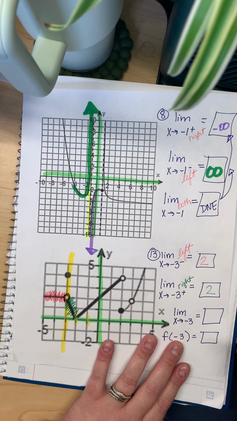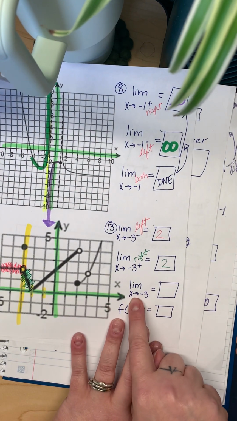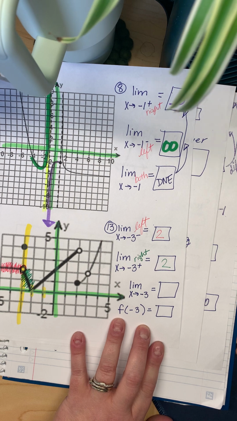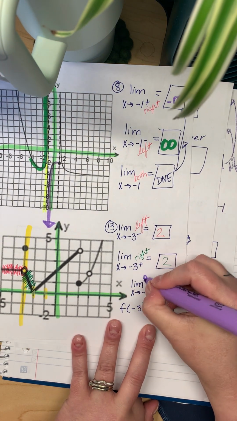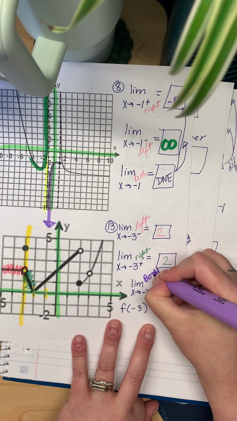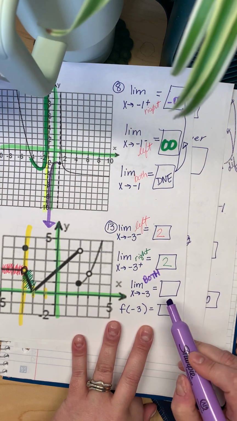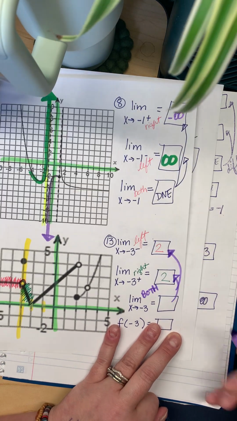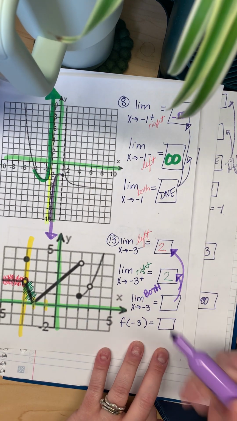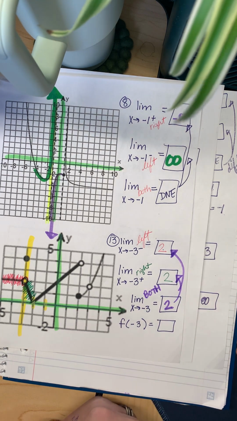Okay, now it says, what's the limit as x approaches just -3? Well, remember, when there's not a negative or a plus in the air, it means both. And the only way that we'll have an answer on this one is if the last two answers were exactly the same. And they were 2 and 2. So my limit is 2.